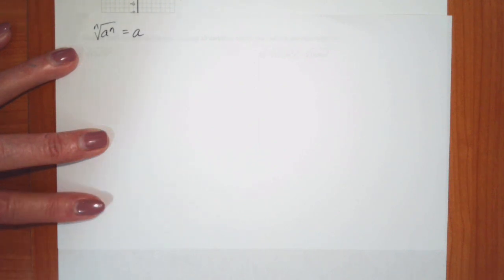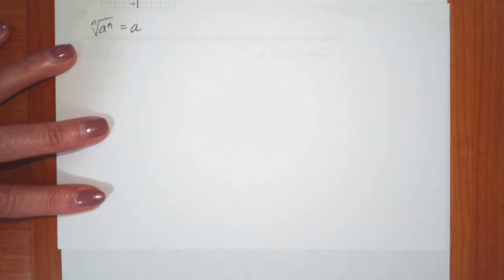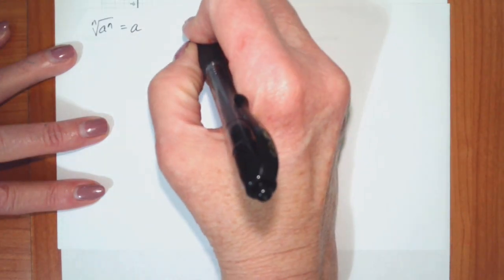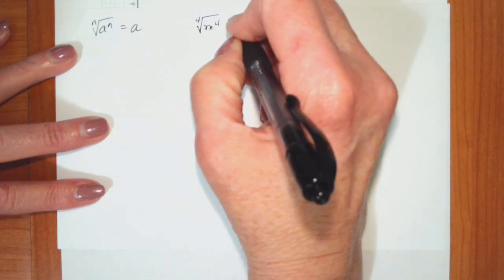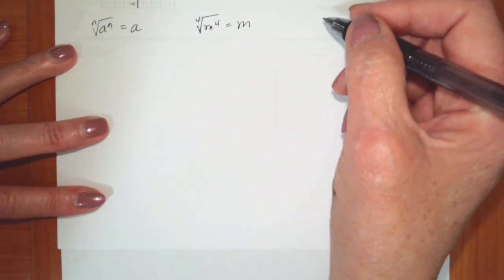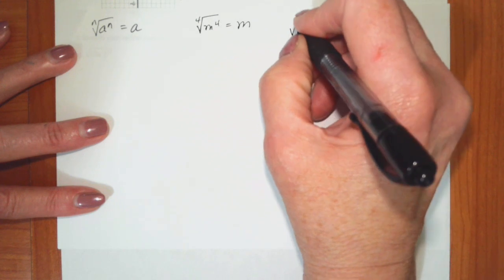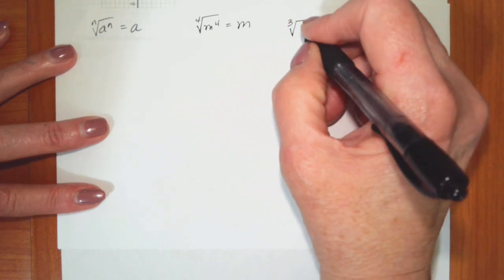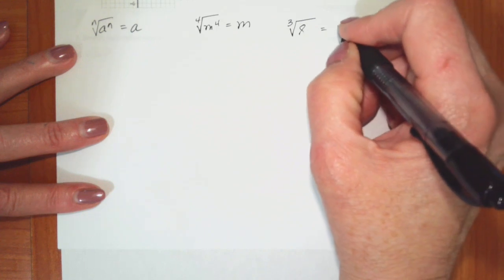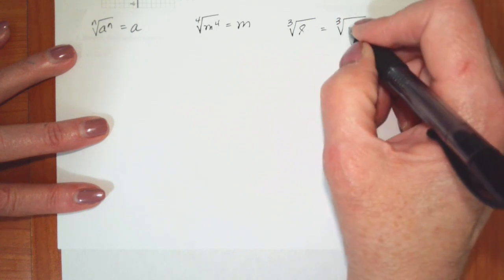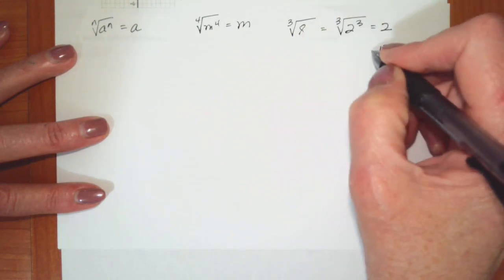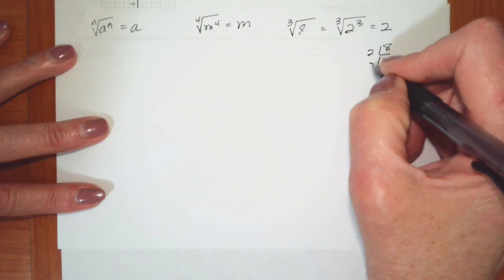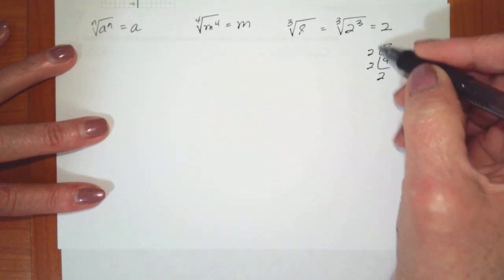Before we get started, I want to remind us of a couple of things about radicals. The nth root of a to the n is a. So that means if I have the fourth root of m to the fourth, then that just equals m. If I have the cube root of 8, that is the cube root of 2 to the third, which is just 2. And of course, to find 8, we take 8 and divide it by 2, divided by 2, and that's where I get 2 to the third.